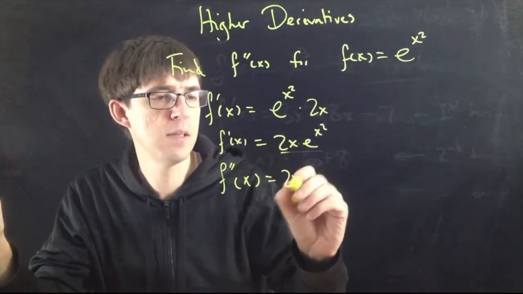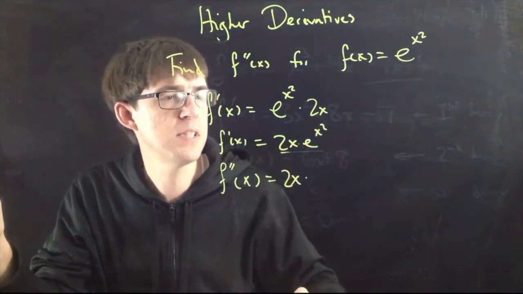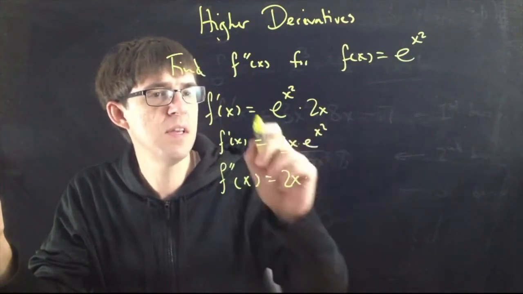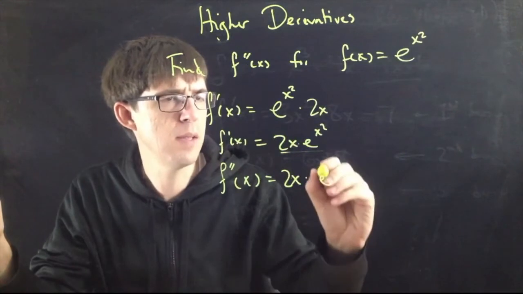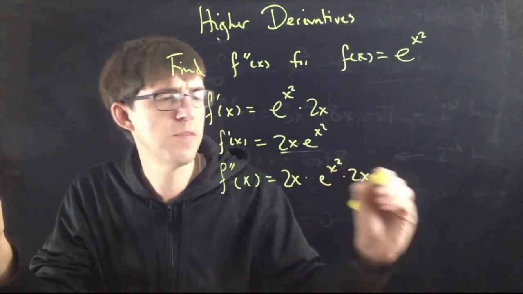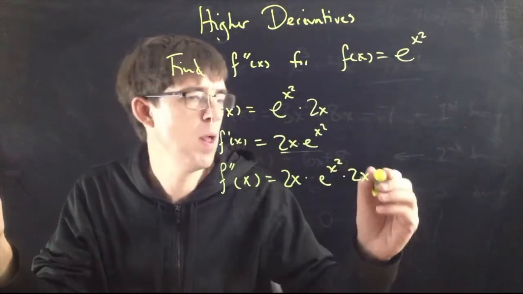So I go first thing, 2x, times the derivative of the second thing. Actually, the derivative of the second thing is the same as this, right? The second thing is the same. So we get e to the x squared times 2x for the same reasons as before. This is the chain rule.